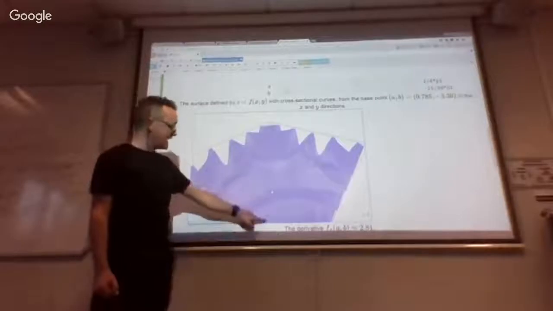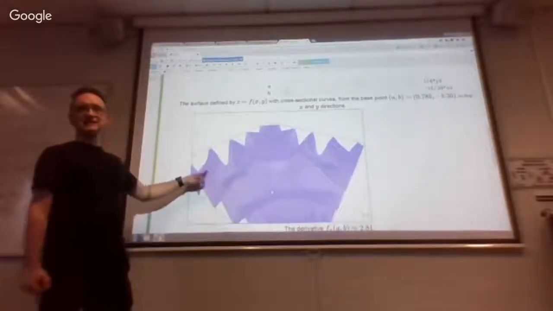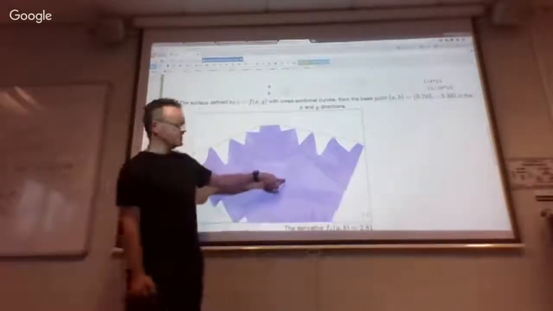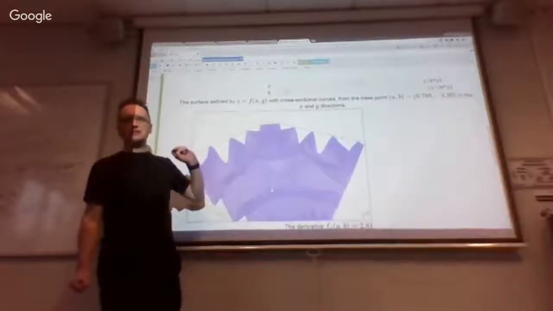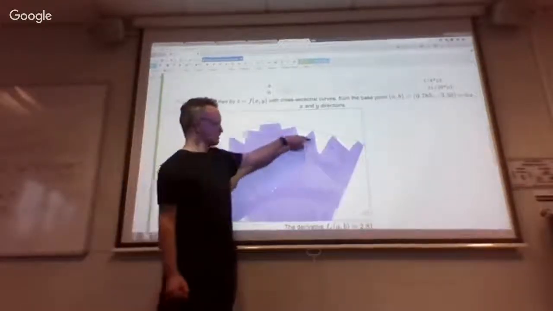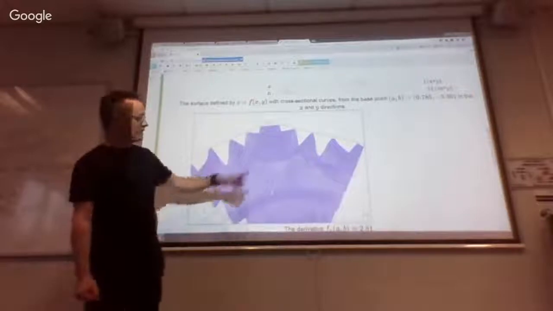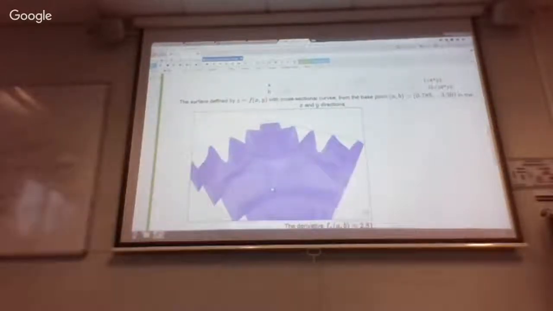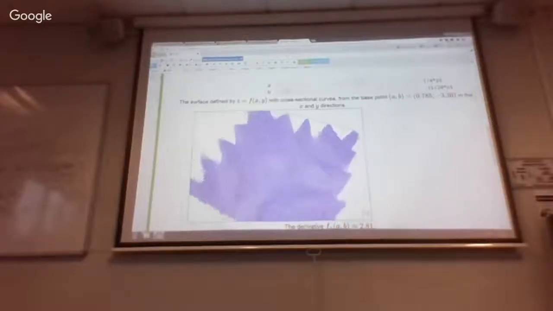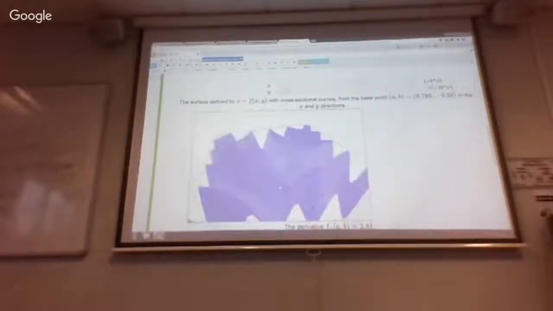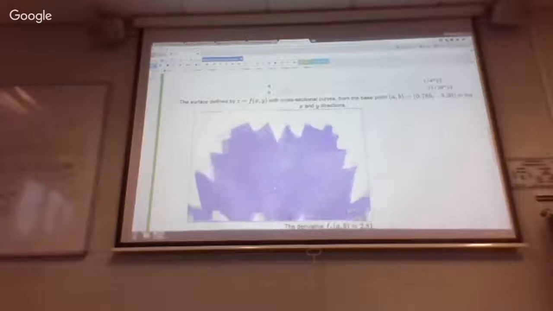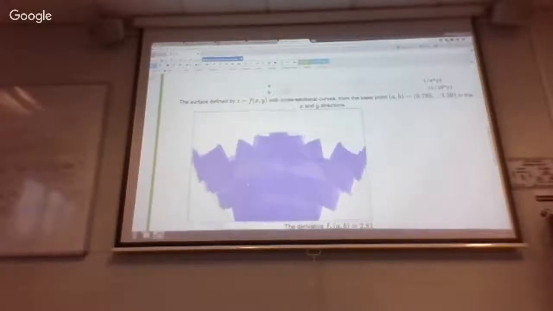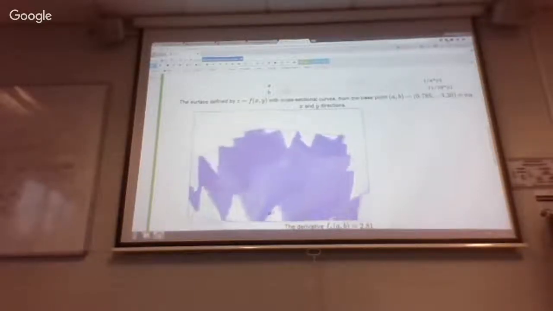Okay, you can see this red curve, which is parallel to the x-axis, and it's a little bit indistinct. The colors don't come up that great on the screen, but there's a green curve running here, which is parallel to the y-axis. And these are the two cross-sectional curves across the surface, which intersect the surface, which both go through the base point AB.